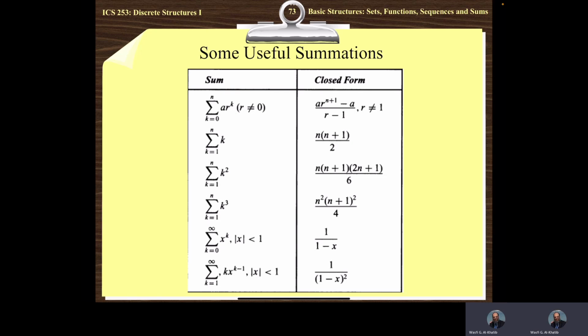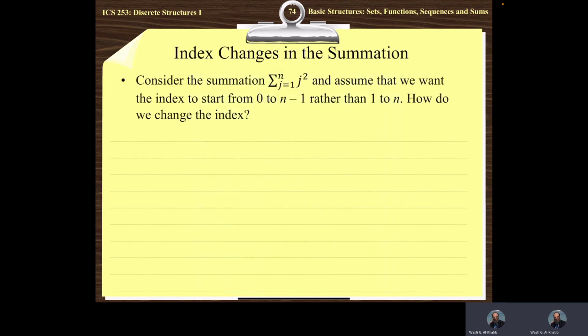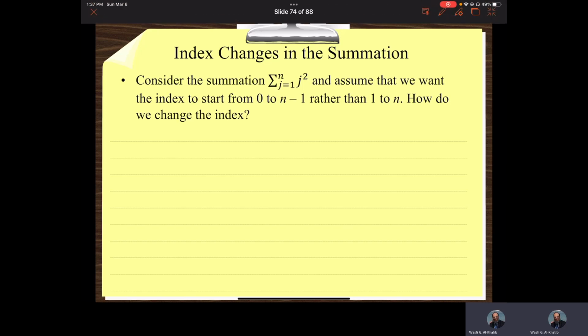And then we have a summation of x to the power k from k equals 0 to infinity, and k x to the power k minus 1 from k equal 1 to infinity, which is 1 over 1 minus x squared. We'll talk about them later. So before we go to the proof of the first one, which is really a very nice proof, let me just talk about index change. Sometimes we will need to do index changes, and let me give you an example.